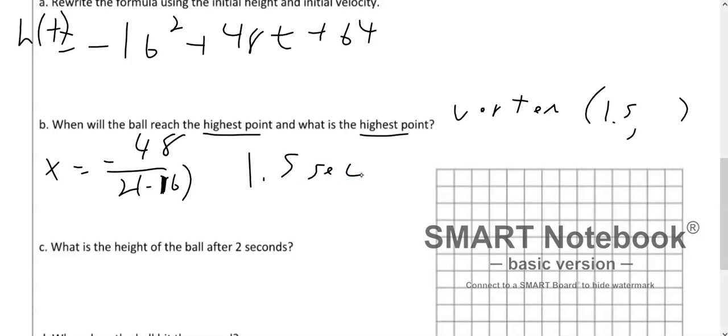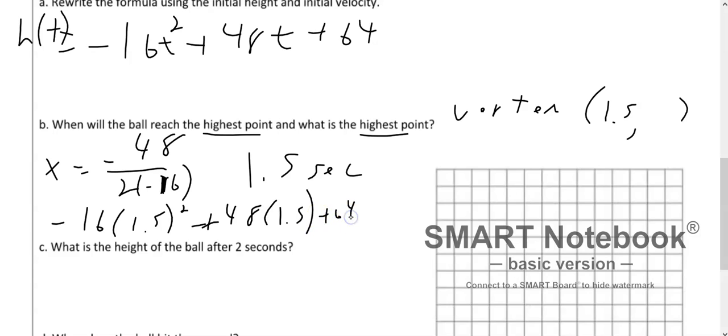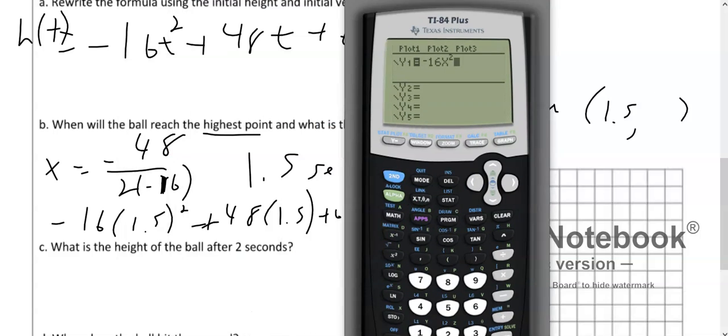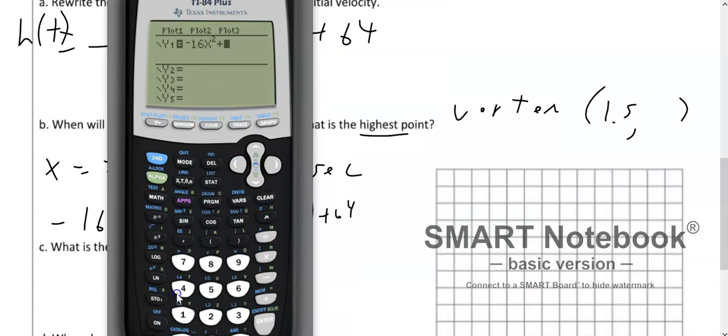Now, there's two ways to do this. For 1.5, you can put 1.5, I'm sorry, I forgot the t up here. You can put 1.5 in there, so negative 16 times 1.5 squared, plus 48 times 1.5, plus 64, and you can crunch the numbers. Or you can pull up your graphing calculator, go to y equals, clear it out, and put in negative 16x squared plus 48x plus 64.